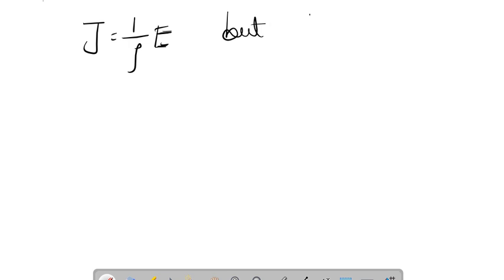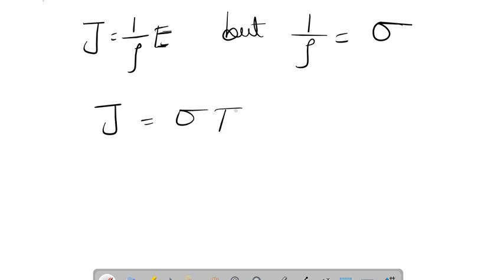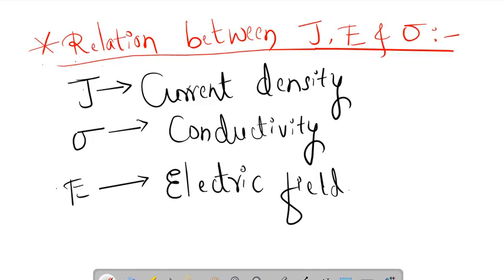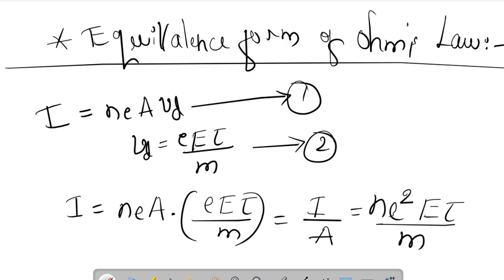But we know that 1 by rho, the reciprocal of resistivity, is conductivity. So J will become sigma into E. This is the relation between the current density J, conductivity, and the electric field. It is also called the equivalent form of Ohm's law.